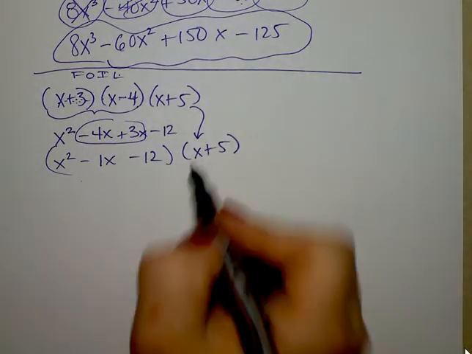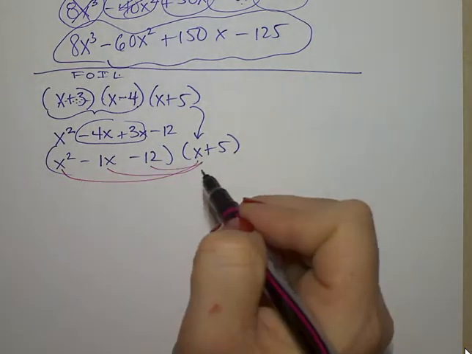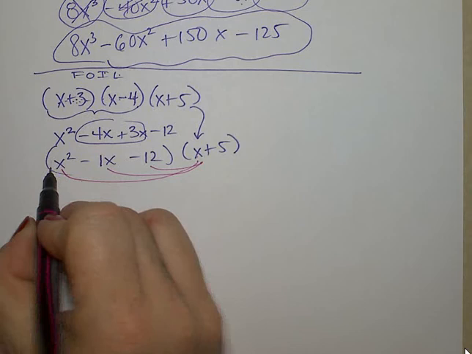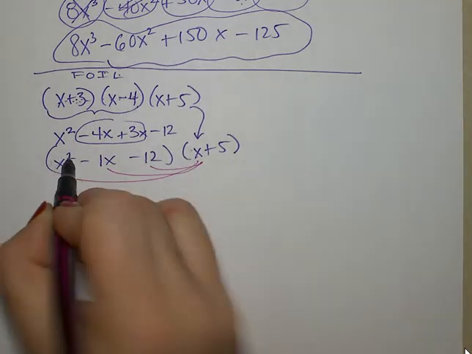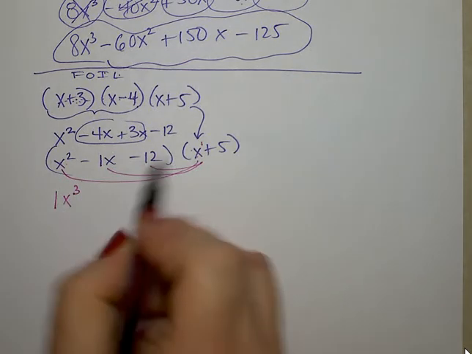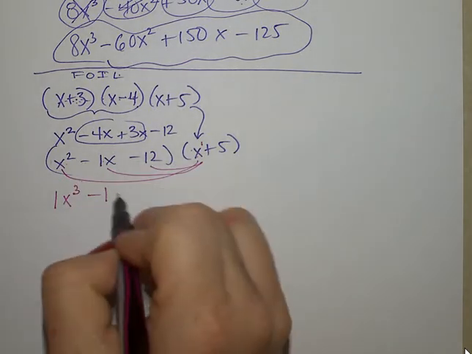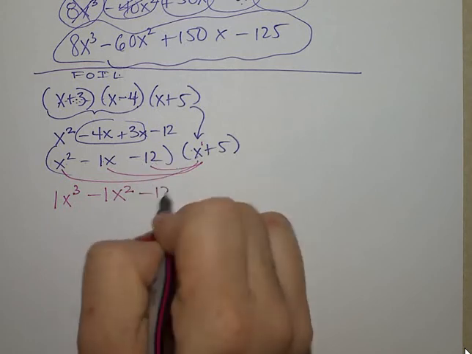So I'm going to take the x, and I'm going to multiply by each one of these. Remember, I'm multiplying, so when we have the same base, I'll add the exponents. 1 times 1 is 1. See 2 x's, there's actually a total of 3 when I add the exponents. Negative 1 times 1 is negative 1 with 2 x's. And negative 12 times x is negative 12x.